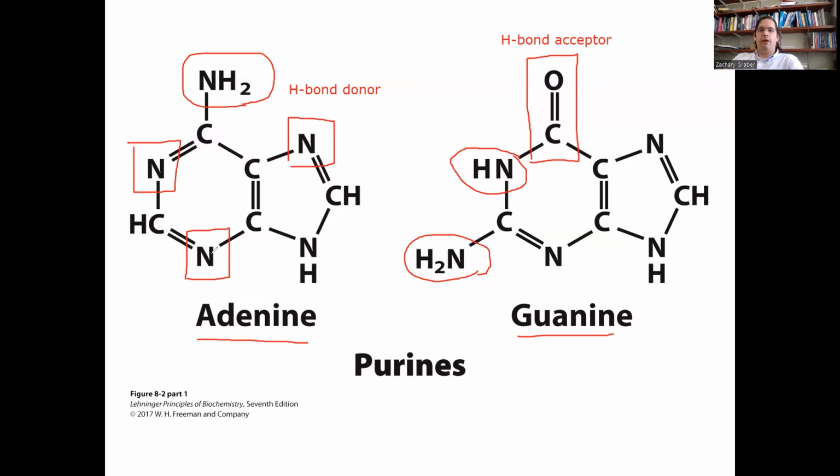So here we have a couple more hydrogen bond acceptors. And of course, with our hydrogen attached to this nitrogen here, it could act as a hydrogen bond donor. And we see the same thing over here on our guanine. There are no further differences between our two structures beyond those three changes on the left side of our structure.